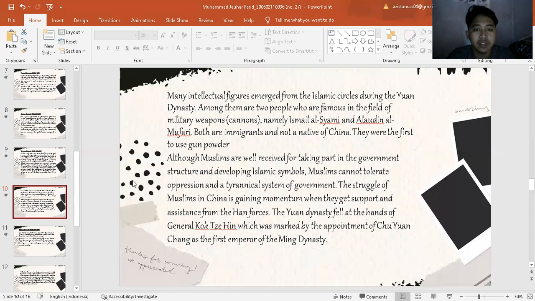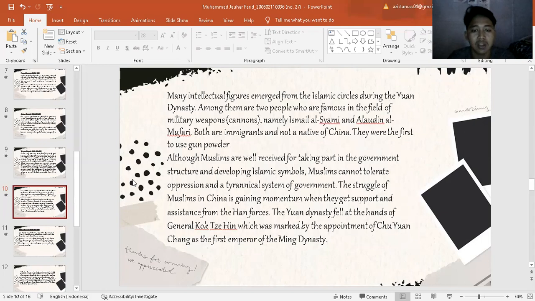Both are immigrants and not natives of China. They were the first to use gunpowder. Although Muslims are well received for taking part in the government structure and developing Islamic symbols, Muslims cannot tolerate oppression and a tyrannical system of government.